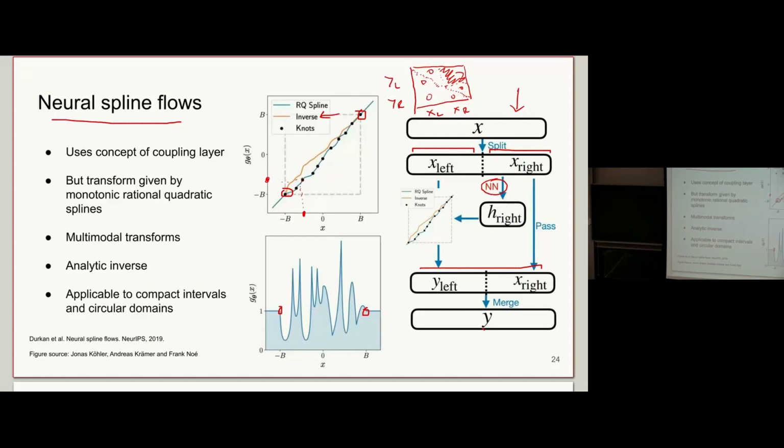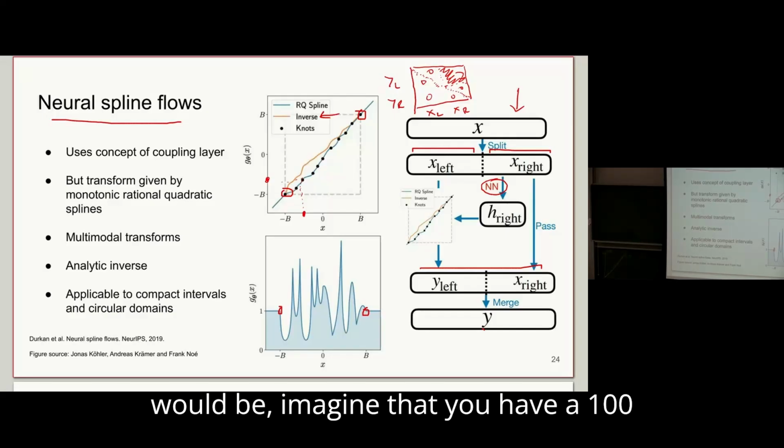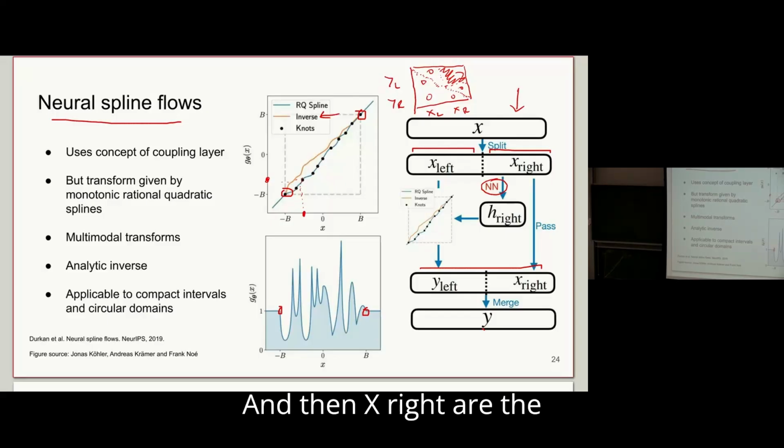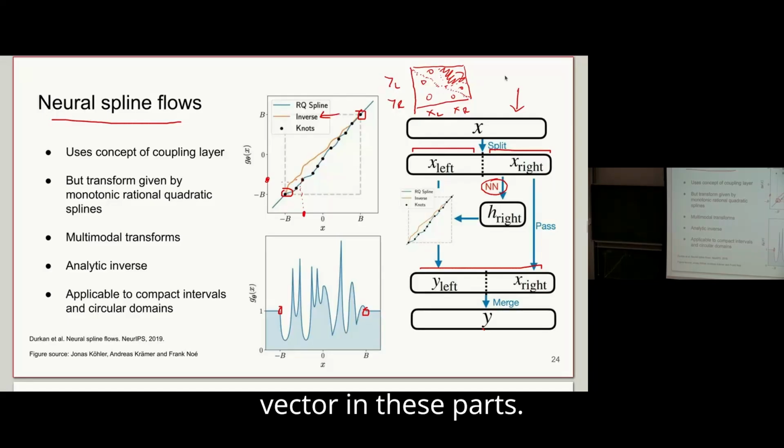So what does left and right mean? This one? Yes. Imagine that you have a 100-dimensional vector. X left would be the first 50 entries in your vector, and then X right are the next 50 entries. So you just split the vector in these parts, and that's why the Jacobian had this particular structure. Good. Any other question?